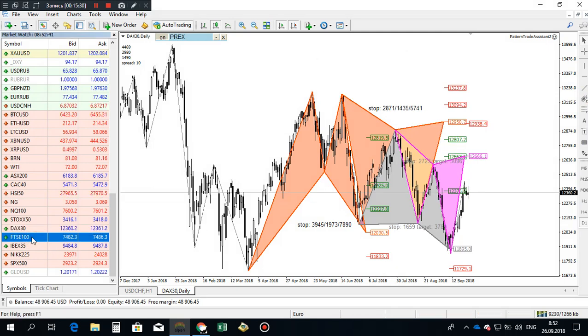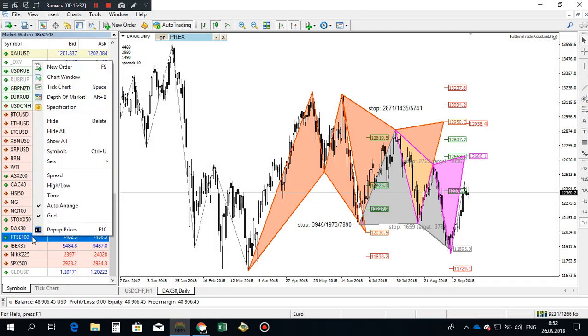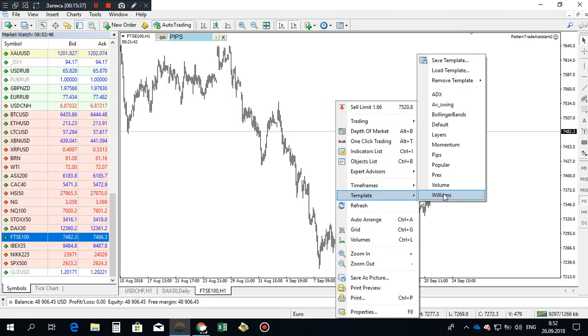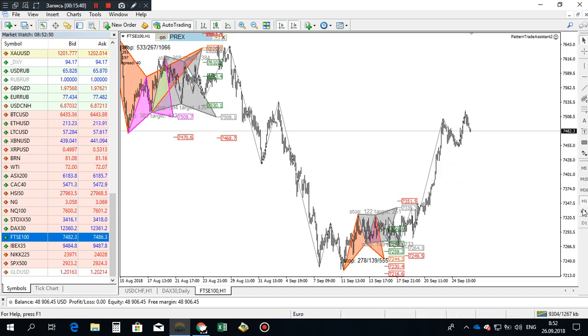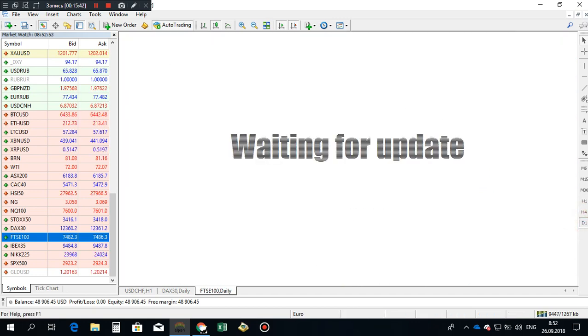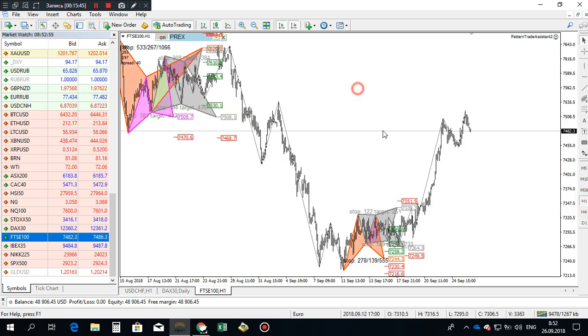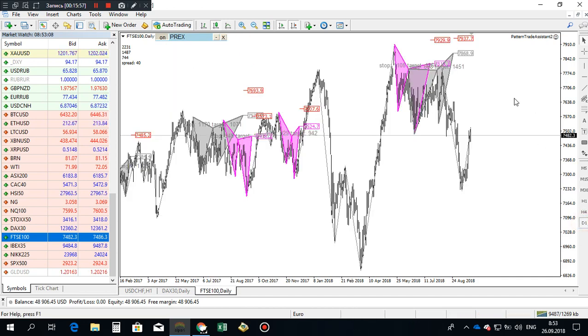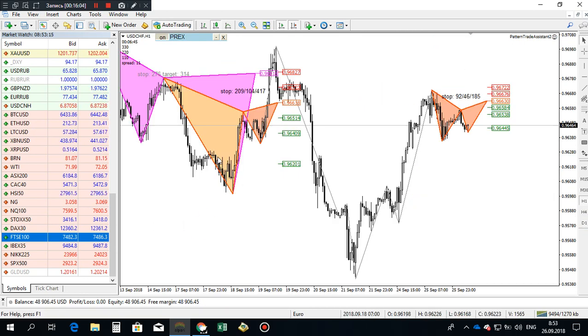Okay, FTSE 100, open the chart window. Now let me use the template, so I will download the data for other time frames. Okay, on 1 hour we have nothing that is setting up. 4 hour, after this consolidation that gave us a number of patterns, we now have nothing. And daily, well, daily is nothing as well. Well, that's it for today.